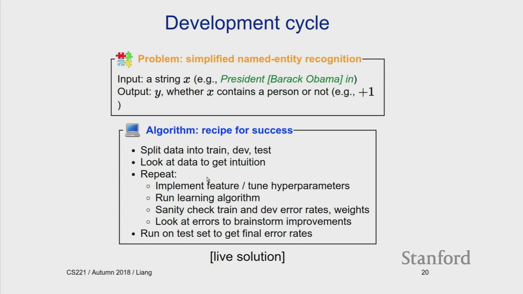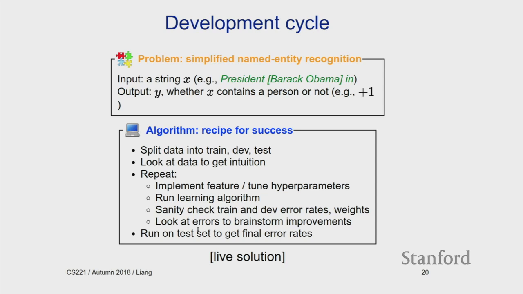And then you enter this loop, repeat. So you try to implement something, you learn a model, and then you look at the training and dev error rates. You look at the weights to see what is going on, whether the algorithm is working or not. You do something called error analysis, which you're going to do in the homework, to brainstorm improvements to the features or your model. And then you repeat this.